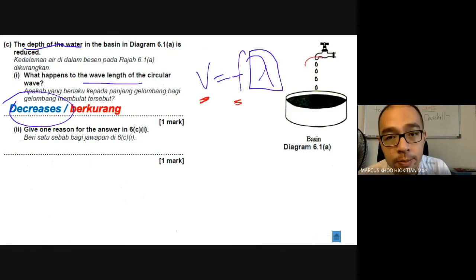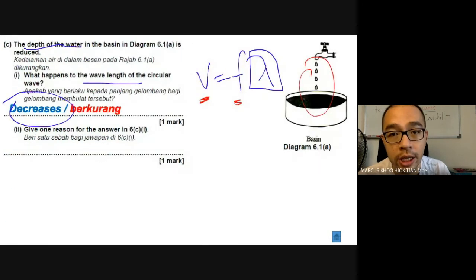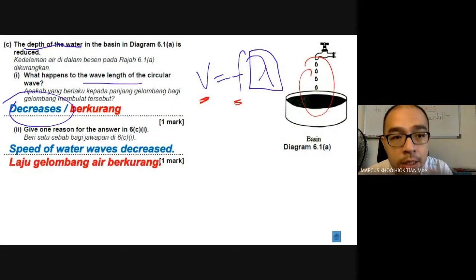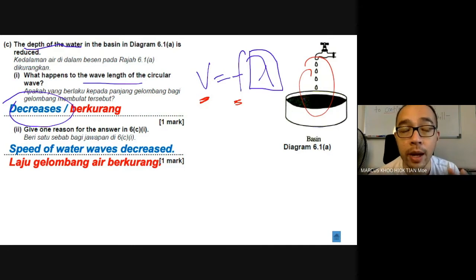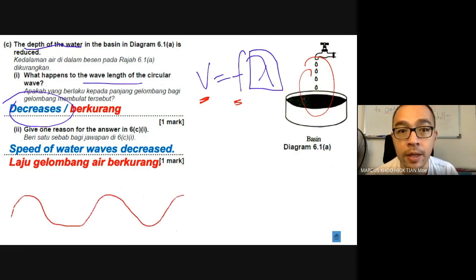Now, obviously, in 6.1, the frequency is the same. So the frequency has not changed. So the only other possible explanation is that the speed of the water waves has decreased, because the water is shallow. And we know this, well, if you've ever been to the beach, you will definitely know this. When the water is deep, at deep waters, the wavelength is very big. But as you get nearer and nearer to the shore, the wavelength becomes even smaller.